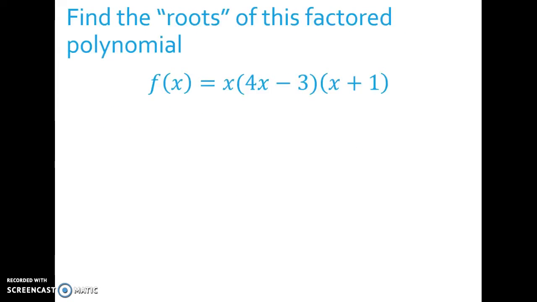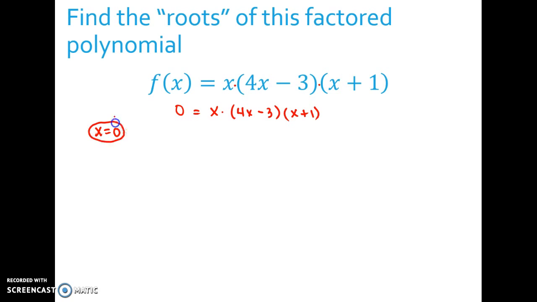Okay, here's a factored polynomial, and it says find the roots of the factored polynomial. And so you can see that it's factored because it's x times 4x minus 3 times x plus 1. It's a product of things. And so we want to find the roots. Finding the roots means finding where it's equal to 0. If the product is equal to 0, then we know that one of the things multiplied together has to be equal to 0. So we're going to take this first thing, x equals 0.